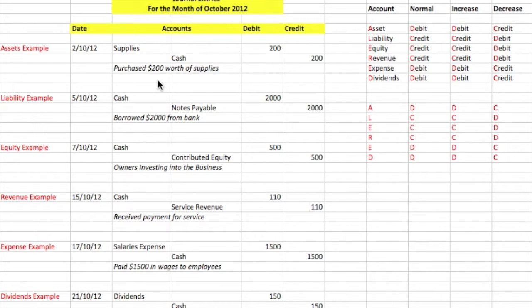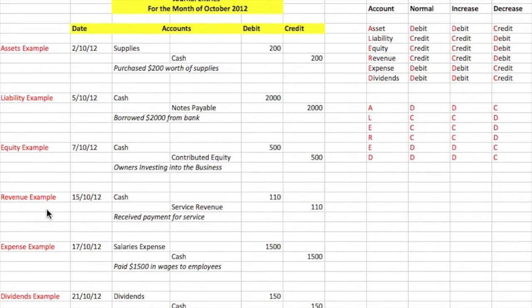So the transaction was the company purchased $200 worth of supplies. So supplies is an assets account and it increased. So an increase in an assets account is a debit. Cash is also an assets account, so cash decreased. When cash decreases, it's a credit.